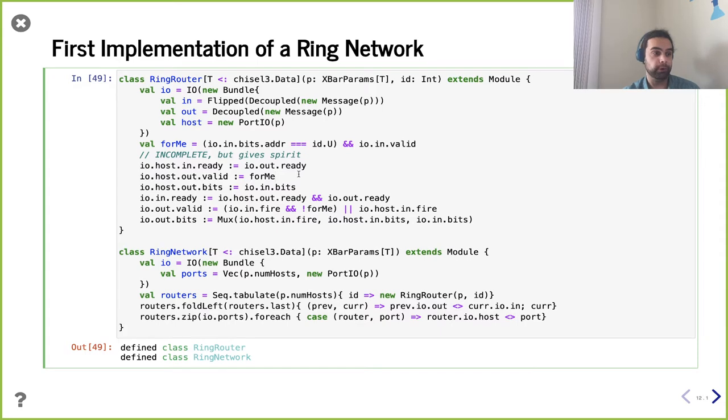Well, so we only have one port, right? So there's only one incoming port. And so the question is, it's only valid as long as the thing coming in is valid and it's for me, right? That, you know, the address it's trying to receive is sent to is this current router.